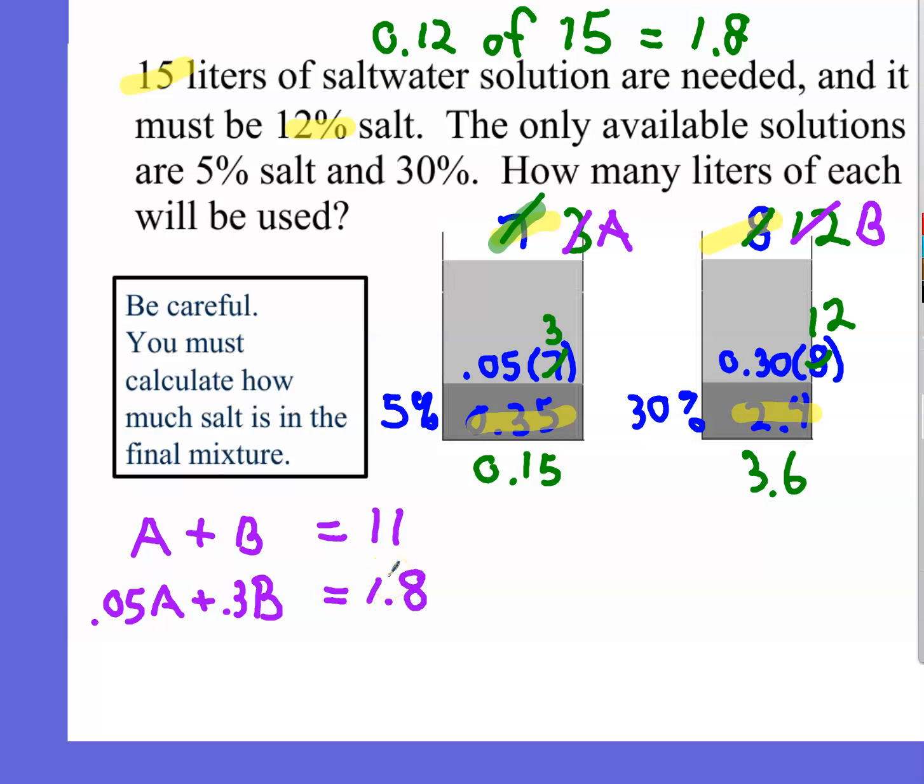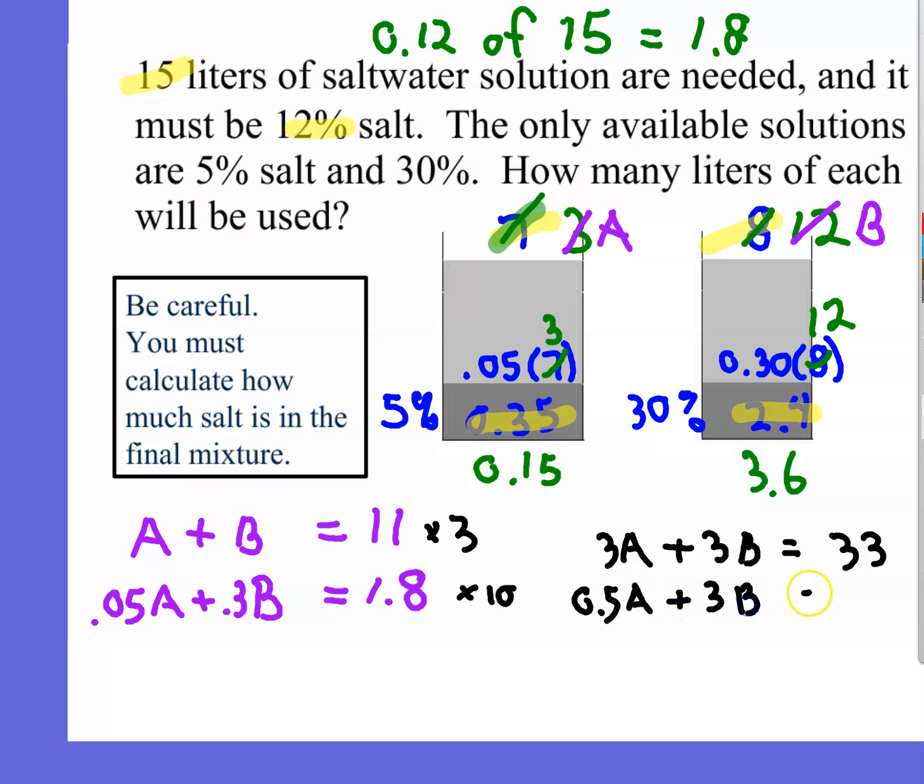Okay. So let's see if we can figure out a way to solve this problem a little faster. I propose this. Let's multiply this one by 10 and this one by 3, and then we can get equations that will cancel out again here. So here we go. 3a plus 3b is equal to 33, and then we're multiplying this by 10, so 0.5a plus 3b equals 18. When you subtract those, sure enough, the b's cancel out.